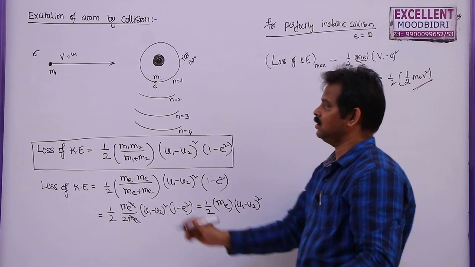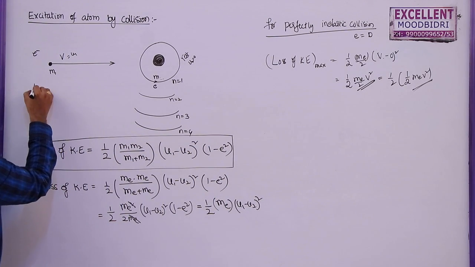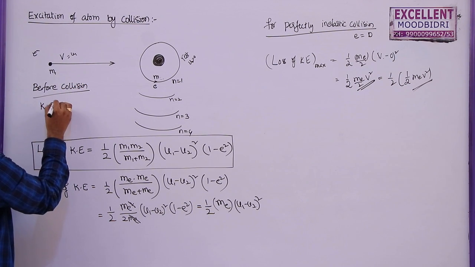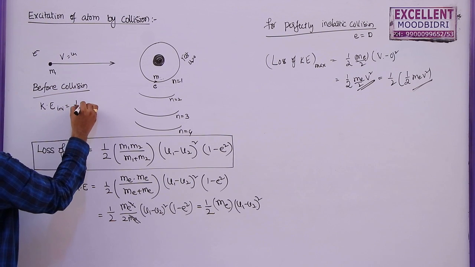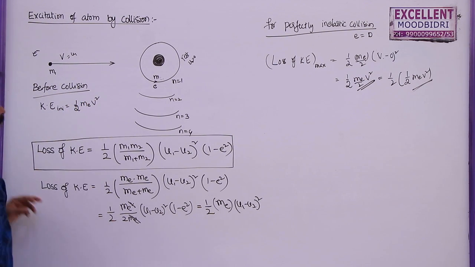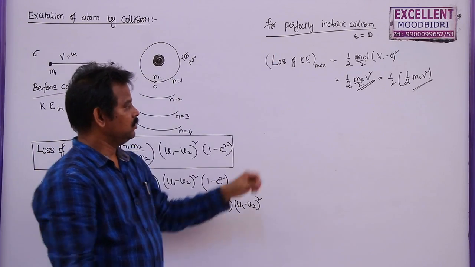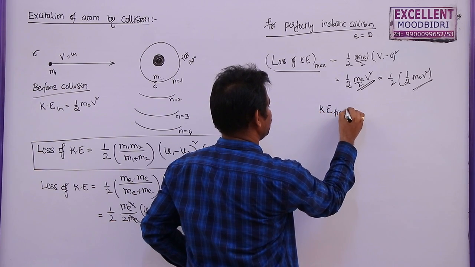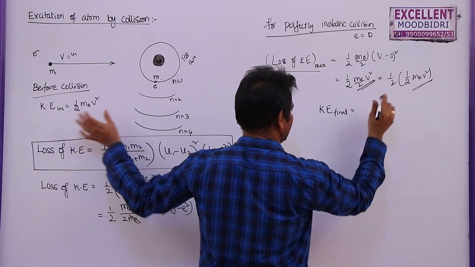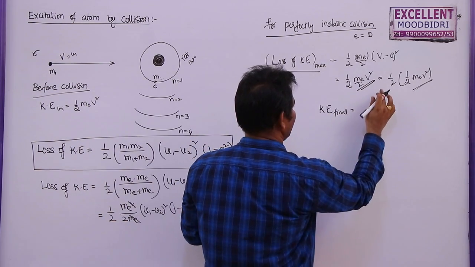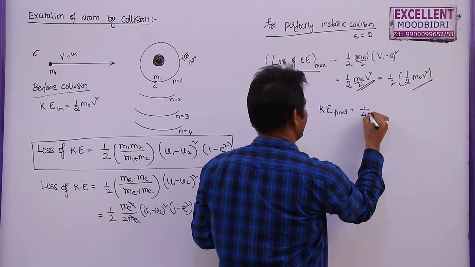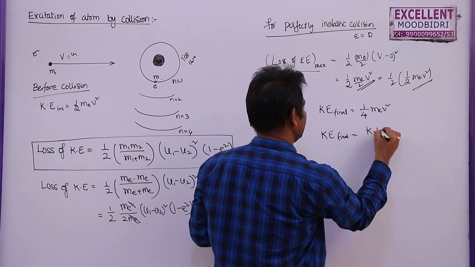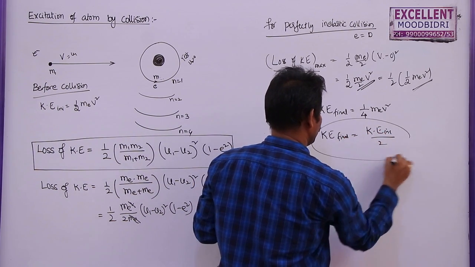What is the initial kinetic energy of the electron? Before collision, KE initial is equal to half m_e v square. But after collision, if it is perfectly inelastic, the loss of KE is this much, and the remaining KE will be KE final is equal to initial KE minus loss of KE, that is half m_e v square minus 1 by 4 m_e v square. This will become 1 by 4 m_e v square. So the final kinetic energy in this case is nothing but the initial kinetic energy by 2.